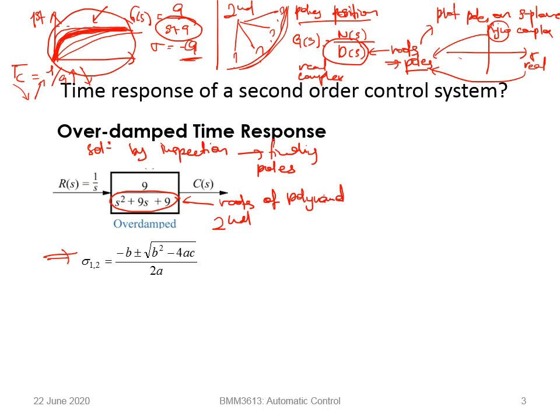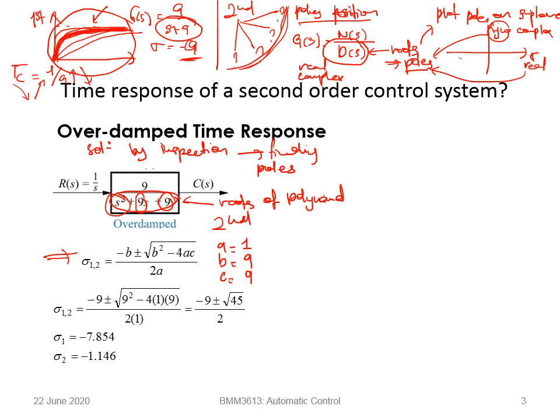So what is a, what is b, what is c? If we look at the polynomial, a is the coefficient in front of s squared, so a is 1. b is the coefficient in front of s, so b is 9. And c is the coefficient in front of the last term, which is also 9, right? So with a = 1, b = 9, and c = 9, you plug into the formula, and you'll find out the two poles.